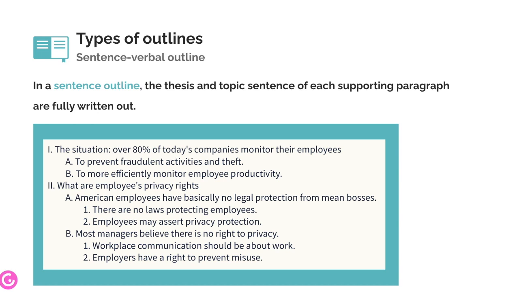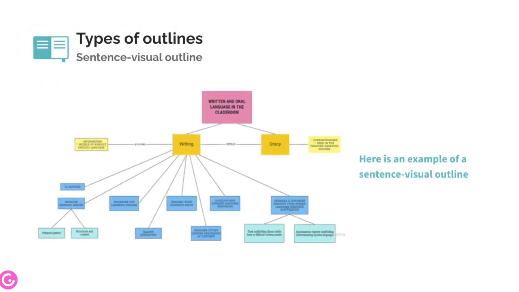Here are examples of sentence and topic outlines, which can be verbal outline and visual outline. Here is an example of a sentence verbal outline. And in this picture, you can see an example of a sentence visual outline.